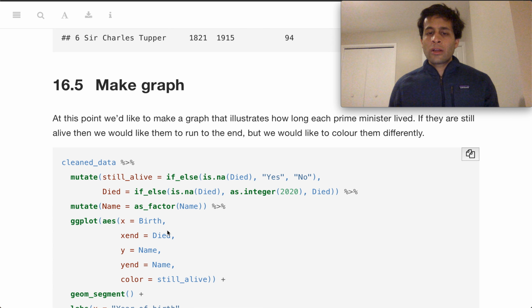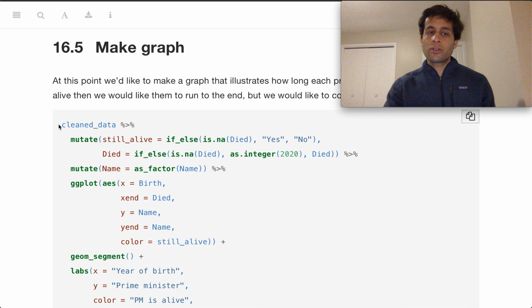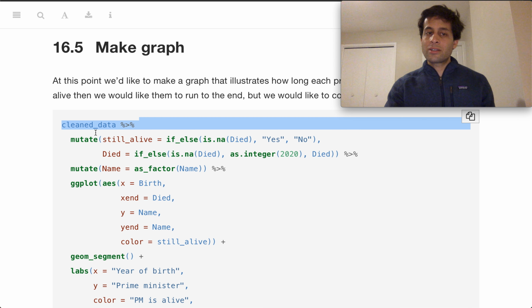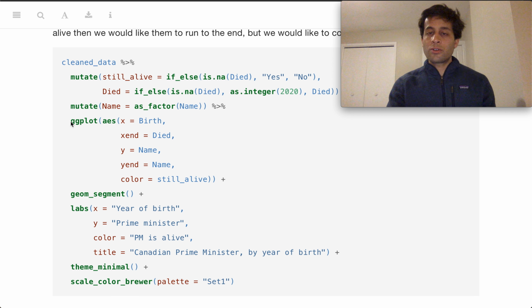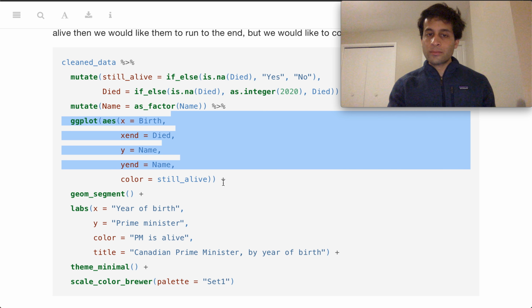So remembering our brief sketch of what we would like the graph to look like, if they're still alive at the moment, then we would like them to run through to 2020, but I think that we would like to color them differently just to denote the fact that they're still alive. And so we're going to start with our clean data set and then create that different setup for are they still alive or not. And then we are going to move to ggplot.